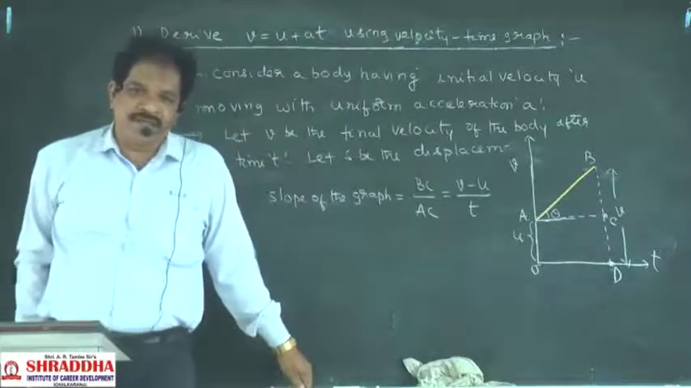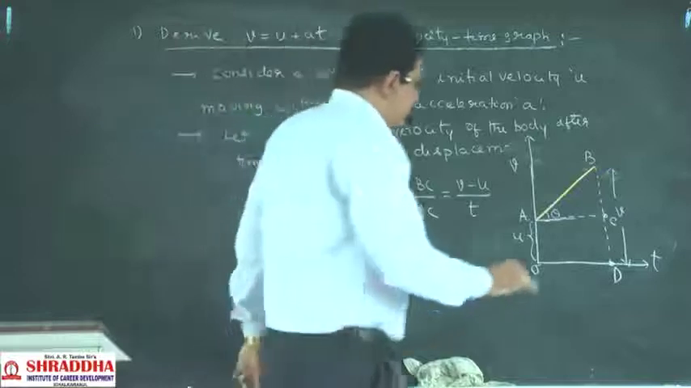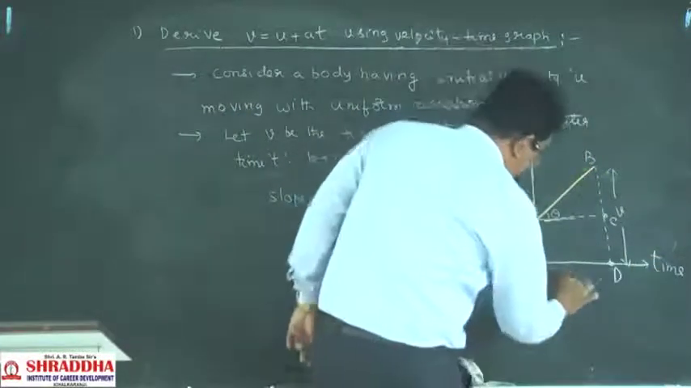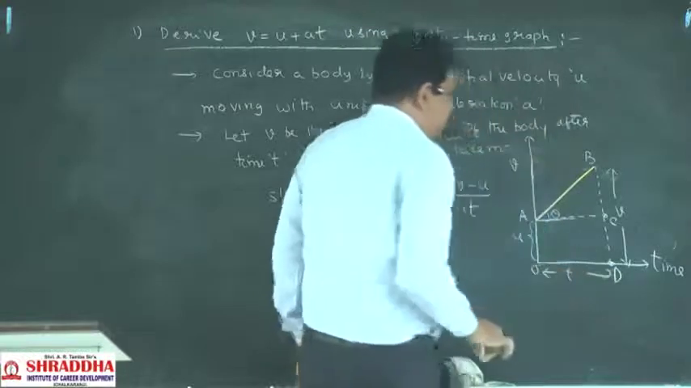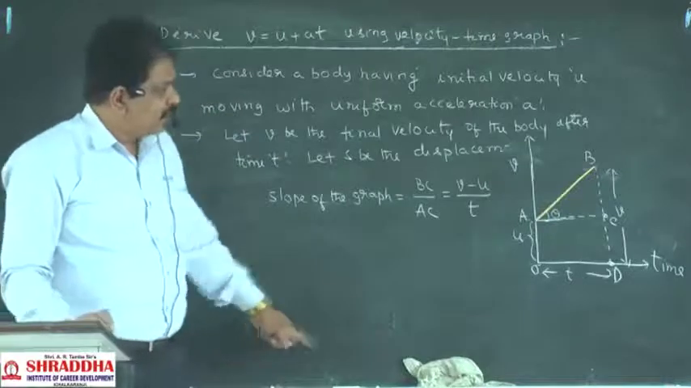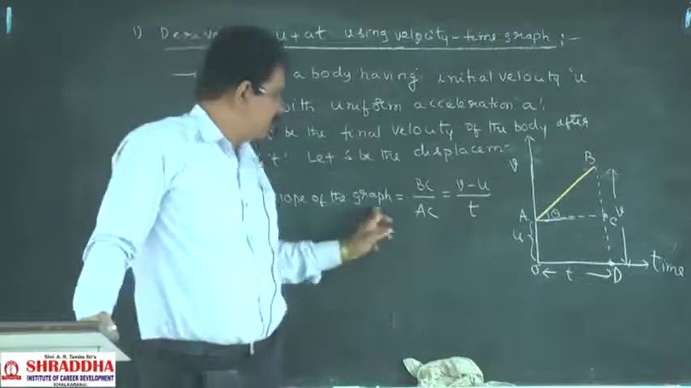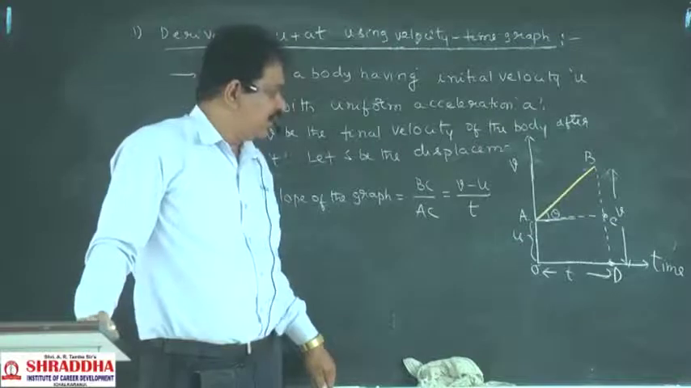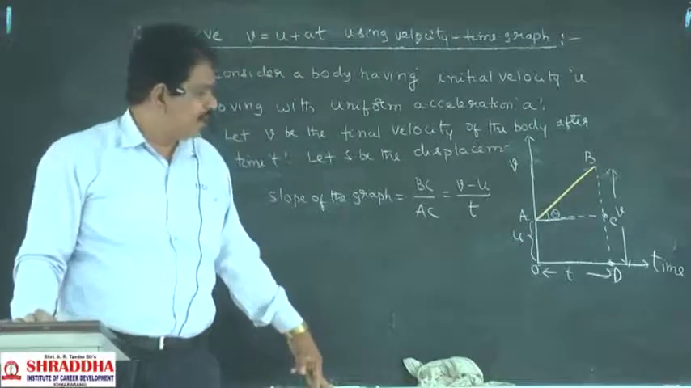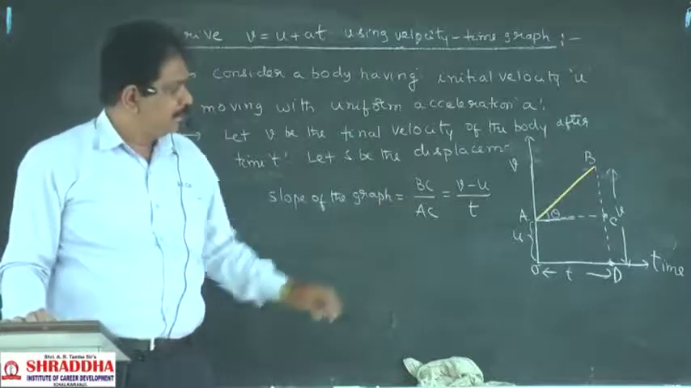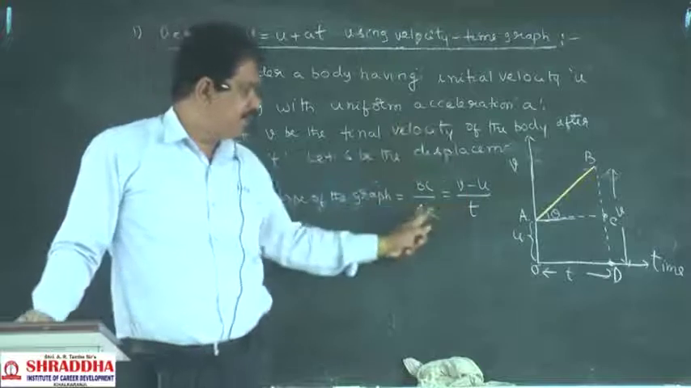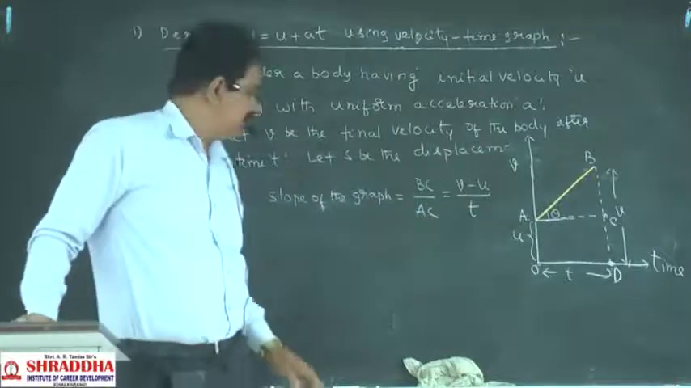Do you understand? Here I am taking time values, and here I am taking velocity values. If we draw the graph between velocity and time, the graph shape will be like this. Slope of the graph, if I write, slope is equal to tan theta. From the graph, tan theta is equal to BC by AC. BC means V minus U. AC value will be T.